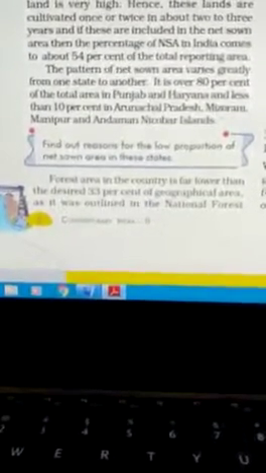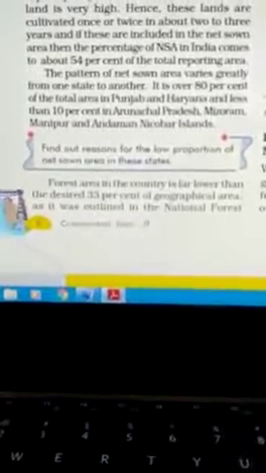These are certain reasons why we are not able to develop, because these are far away. Technology has not developed. People are not able to get even the basic requirements for agriculture. Forest area in the country is far lower than the desired 33% of the geographical area as outlined in the National Forest Policy. So in the National Forest Policy, it was given that of the total area we have, 33% should be forest. But in the current situation, we have a very low percentage.